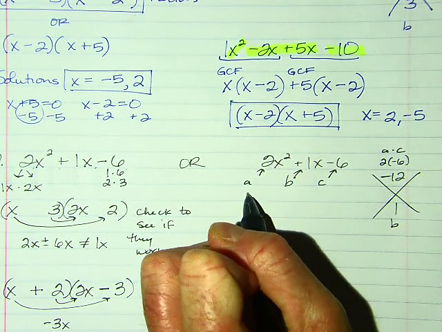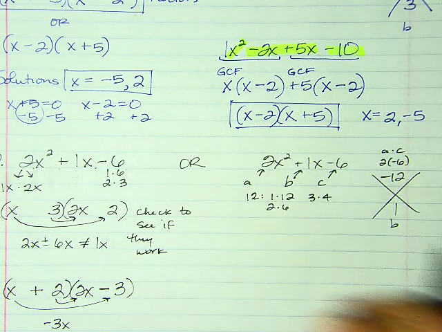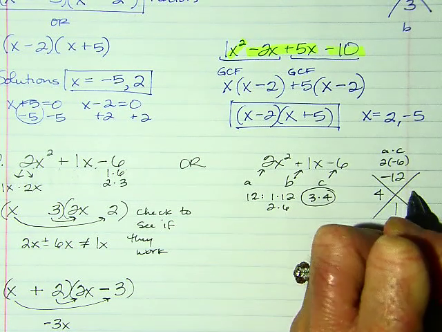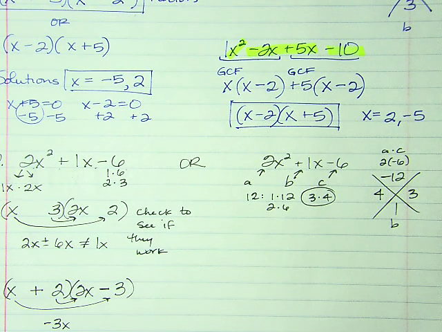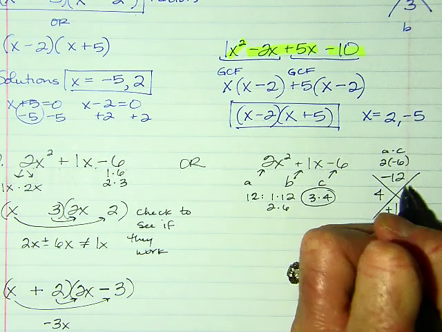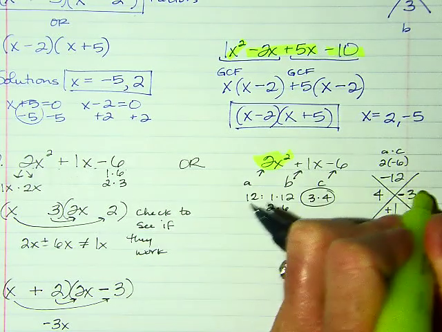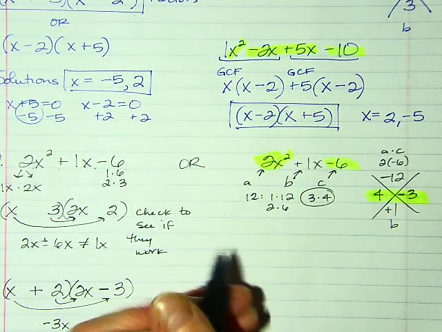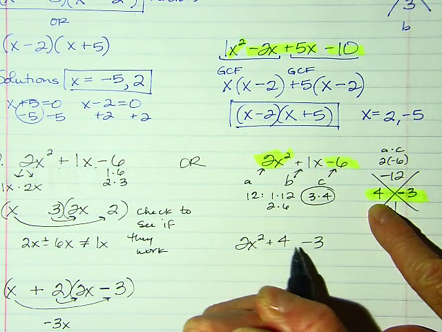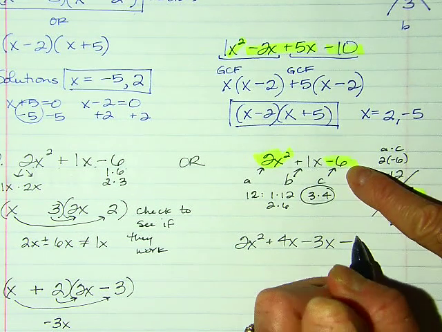Factors of 12 are 1 times 12, 2 times 6, and 3 times 4. Well, this is the only one that could give me a difference of 1. So 4 and 3. And then would it be 4 minus 3 or 3 minus 4 to give us a positive 1? It would be 4 minus 3. So now I'm going to set up my grouping. First term, middle, last. So 2x squared plus 4x minus 3x. That looks weird. So remember, these should add up to the B term. And then last, minus 6.